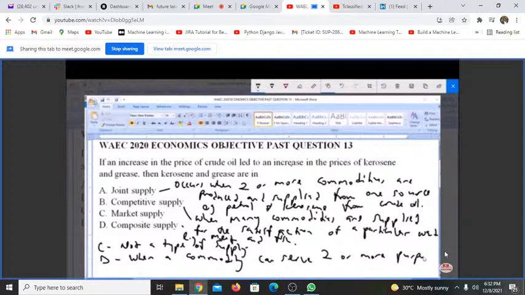Now, from what we have seen here and in the question, we are seeing that the increase in price of crude oil led to increase in prices of kerosene and grease. Now, kerosene and grease are both obtained from crude oil. That means kerosene and grease are gotten from the same source or from the same raw material. And that is what we saw when we looked at joint supply. So kerosene and grease are in joint supply, which is option A. So option A, joint supply, is the correct answer to this question.